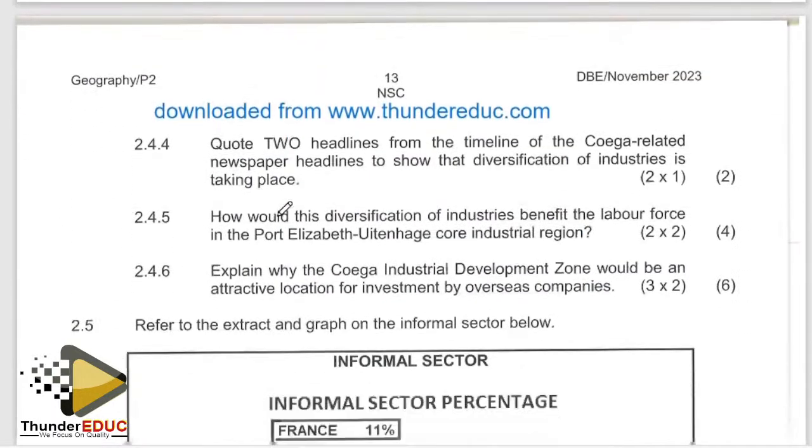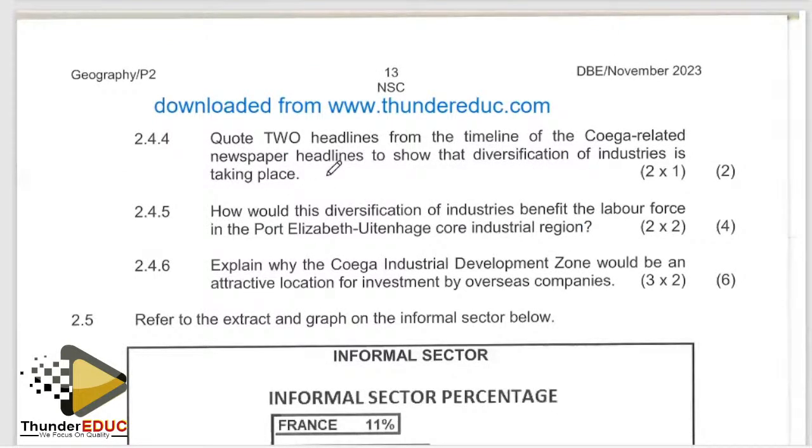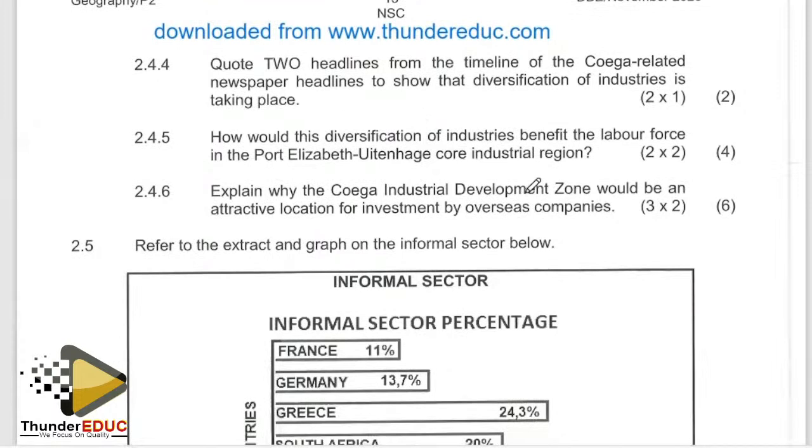Okay, then they say, quote 2 headlines from the timeline of the Coega-related newspaper headlines to show that diversification of industries is taking place. I would quote number 1, solar cell factory to open in Coega.